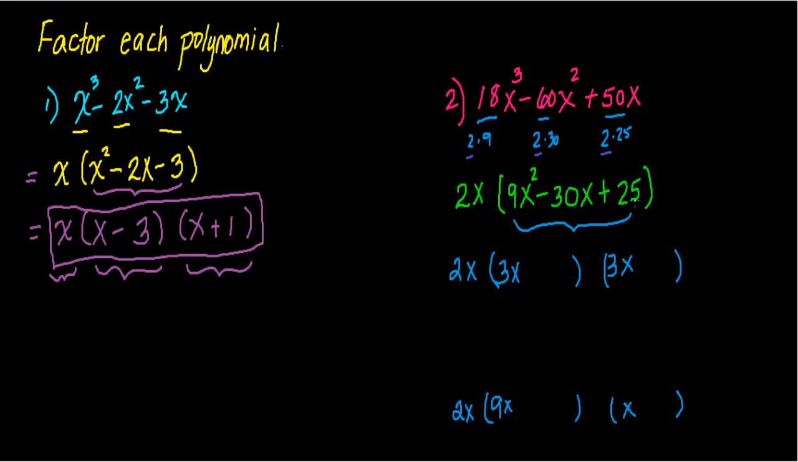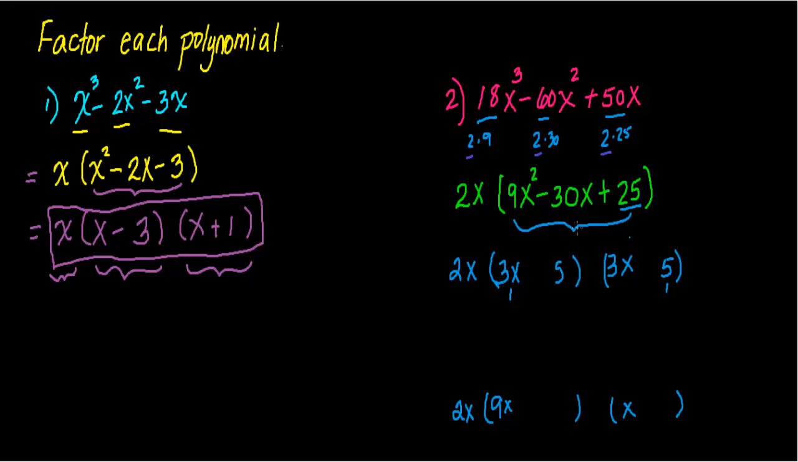Okay, for 25, I can break 25 up into 5 times 5. Now I'm going to check here. If I multiply 5 times 3, I will get 15. And when I multiply this one with this one, I'll also get 15. And 15 plus 15 will give me 30. So I know this is the combination to go with.